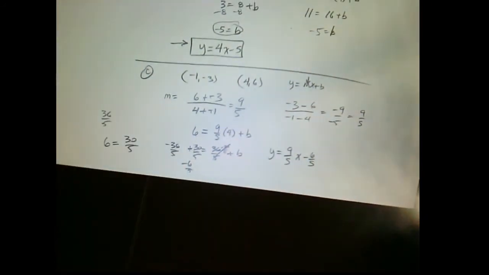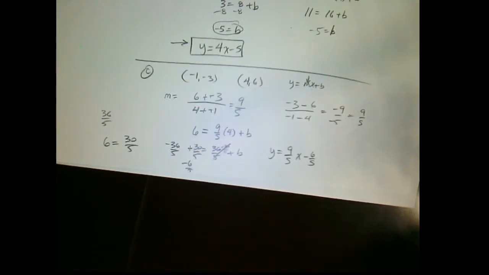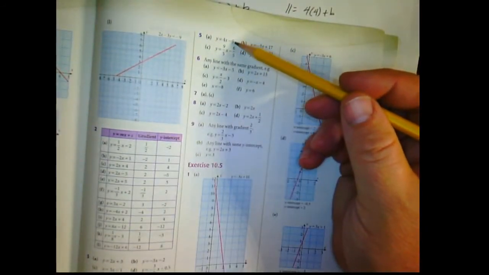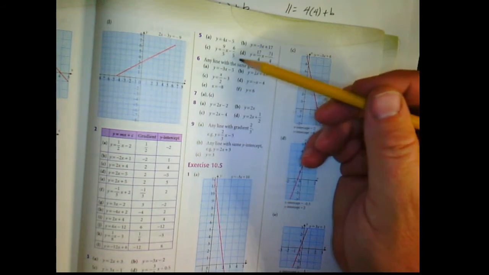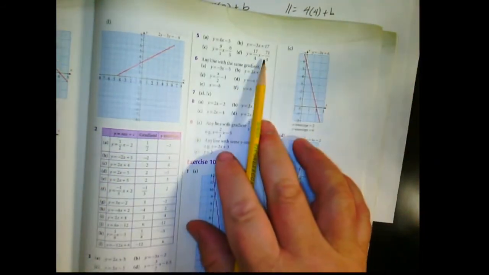That's my answer. Now the only thing I'm not sure about is I wonder if the answer in the book gives us that as a fraction. I'm not real sure. Nope, it did exactly like this. So number 5, part A, y equals 4x minus 5. Part B, 9/5 x minus 6/5. There we go. Oh, we got a fraction there too.